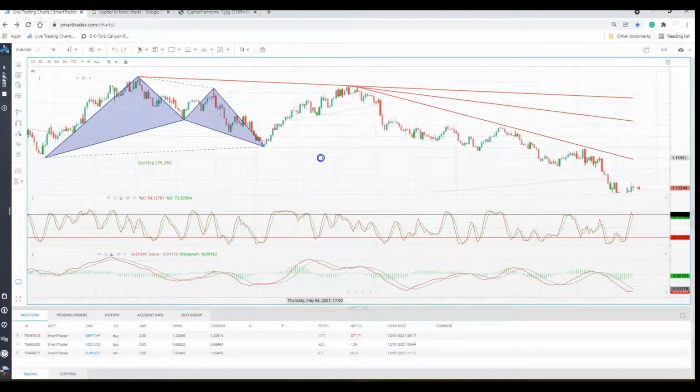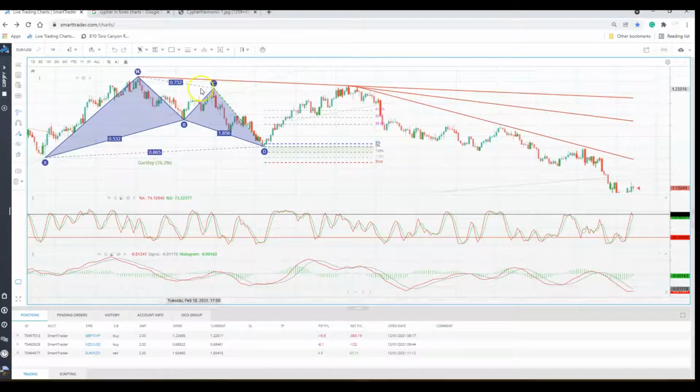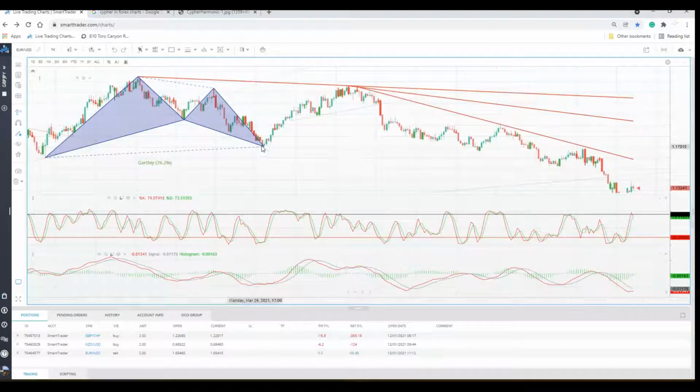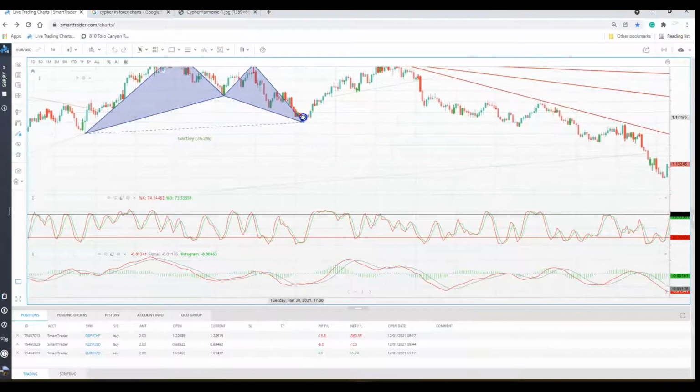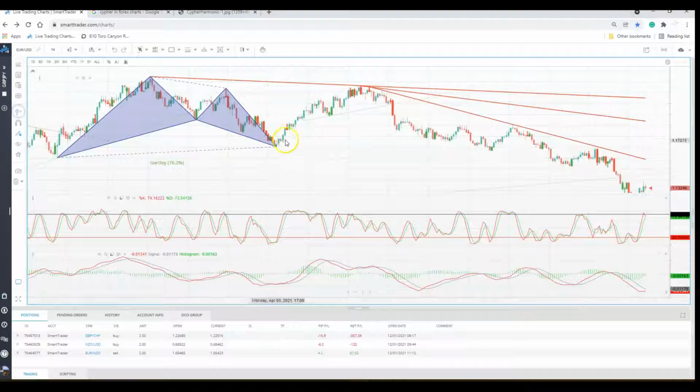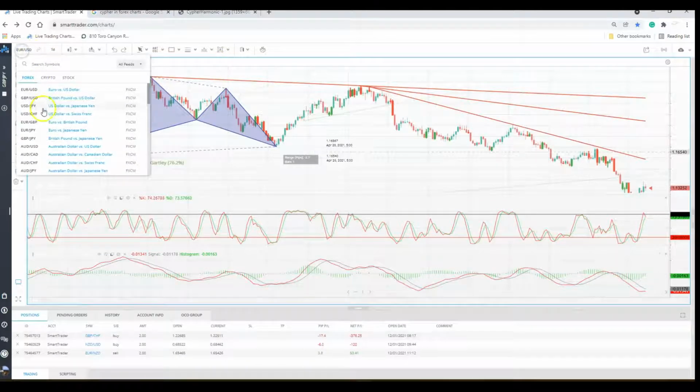Okay. Let me see back. Here's one on Euro Dollar. Again, A, B, C, D. Our entry is at D. And notice how this rallied all the way up to 552 pips.